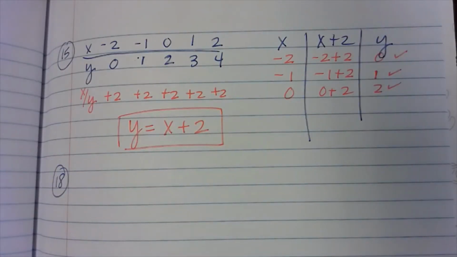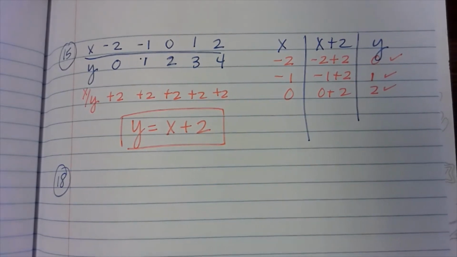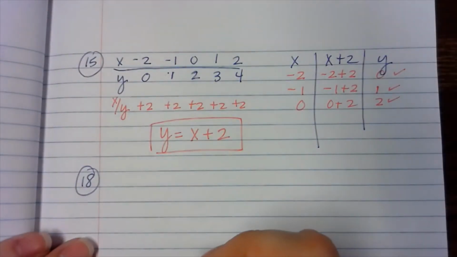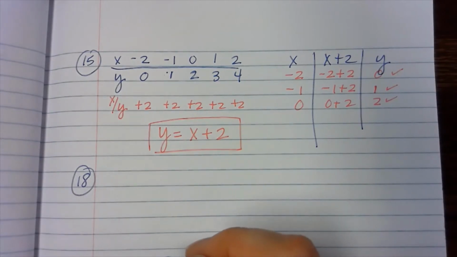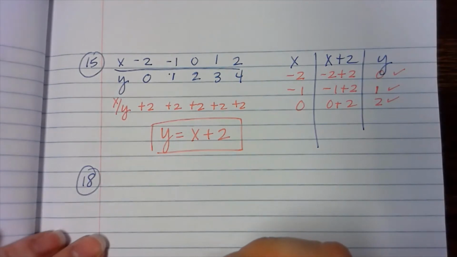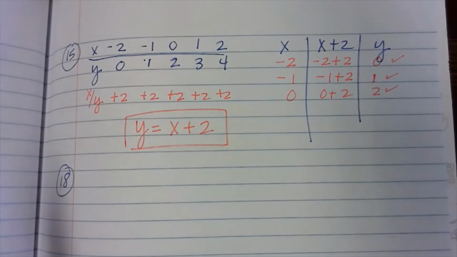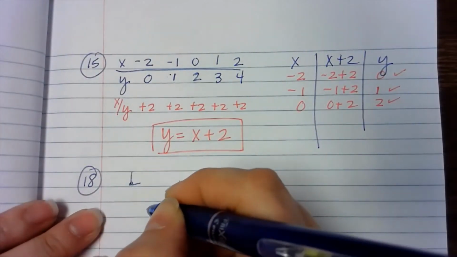All right, continuing on, we'll look at number 18. On number 18, you have a graph, but they really didn't give you coordinates. If you don't see dots on it or something definitive like that, what you're going to want to do is find some solid coordinates. I'm looking for coordinates that fall exactly on the graph.